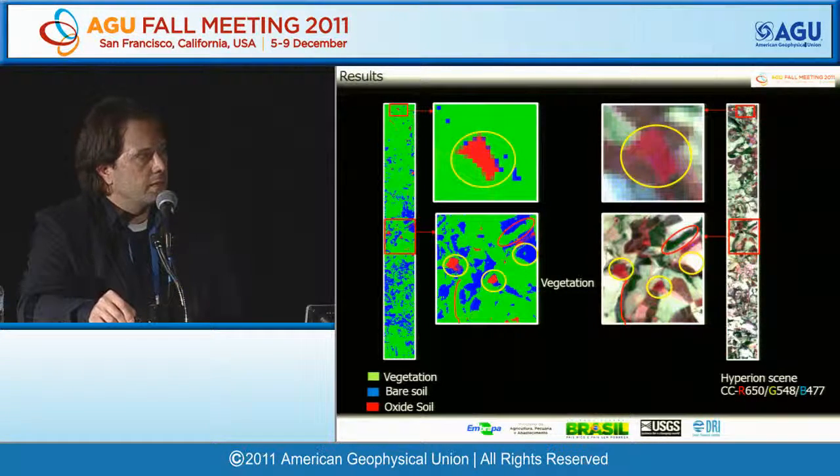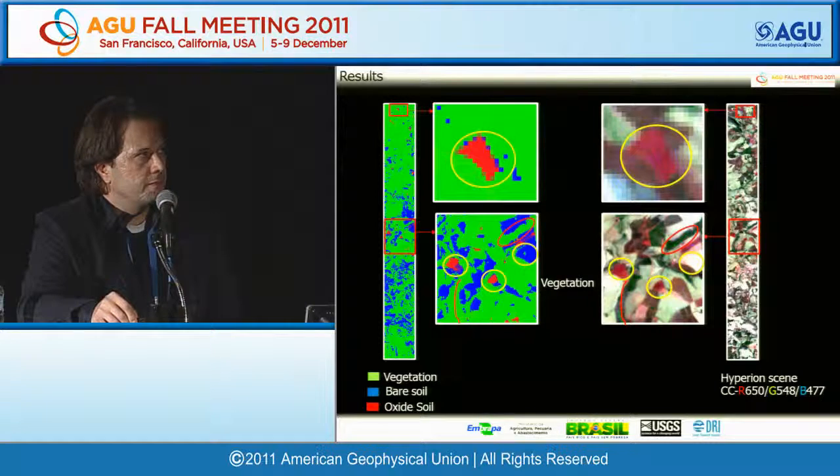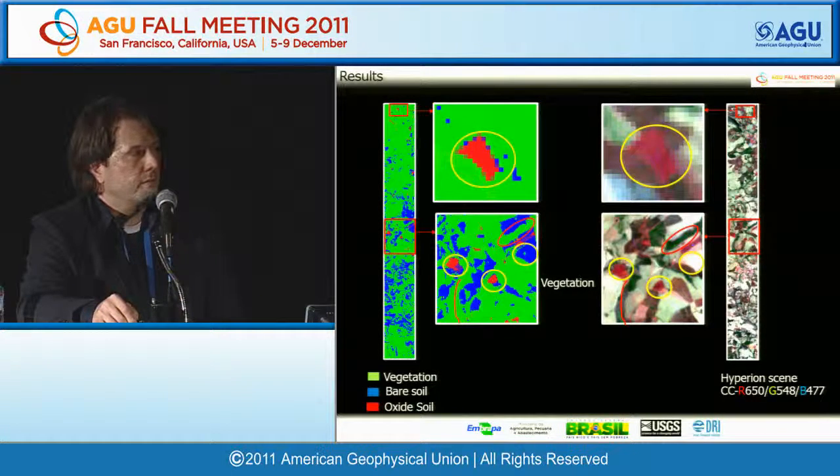And here, on the right, I have the Hyperion color composite, original. I have red associated with soil, but it's not clear in the original data set. And here I have the information much more clear. In this picture, comparatively, I have vegetation well defined here and here. Here I have vegetation associated with green pixels. Here I have a bare soil area too.